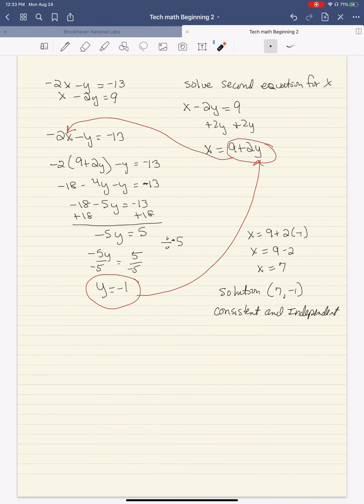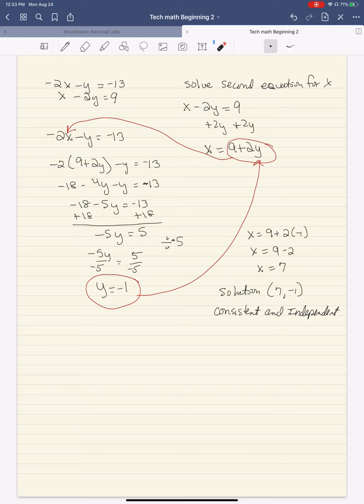Let's try another one. Minus 2x minus y equals minus 13. x minus 2y equals 9. This time I'm going to choose the second equation and solve it for x because there's my positive 1 on the x coefficient. So I rewrote it here. x minus 2y equals 9. Add the 2y to both sides, and I get x equals 9 plus 2y.